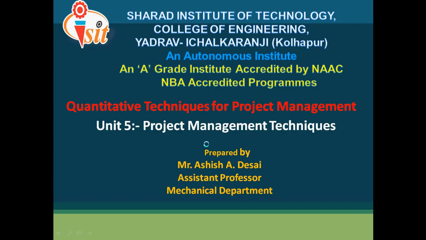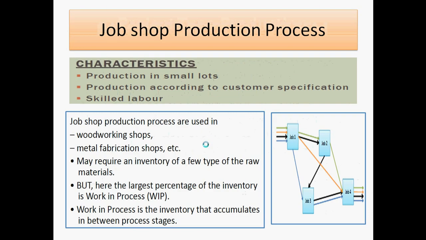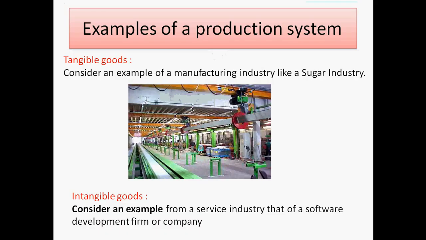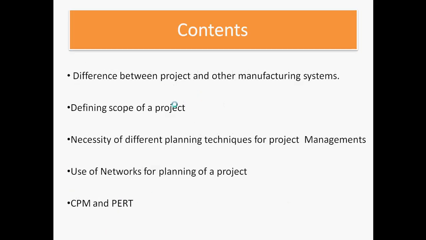In today's lecture we discussed the same points related to the project management system. Here we looked at production systems, then the scope of the project, then the techniques of project management, that is charts and network analysis. In the next lectures we will see the use of networks and how they are planned for CPM and PERT. These are the examples we are going to discuss.